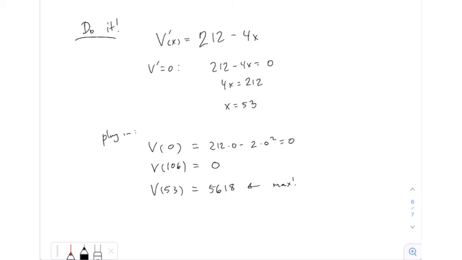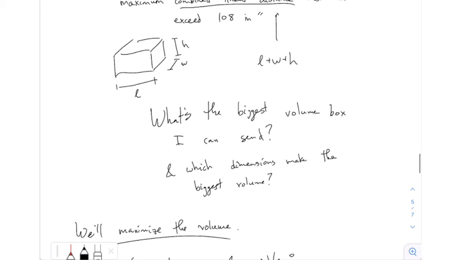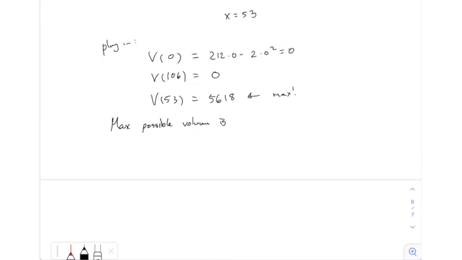And we are basically done. Let's just write out what the answer is, what the question was. First of all, the question was, what is the biggest volume box? And furthermore, what dimensions make that biggest volume? So the maximum possible volume is, which number is that? The choices are, is it the 53 or the 5618? I believe it's the 5618.